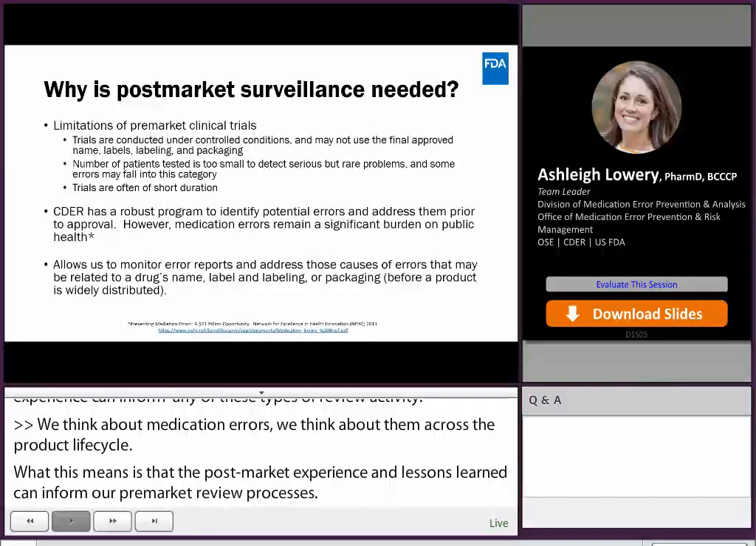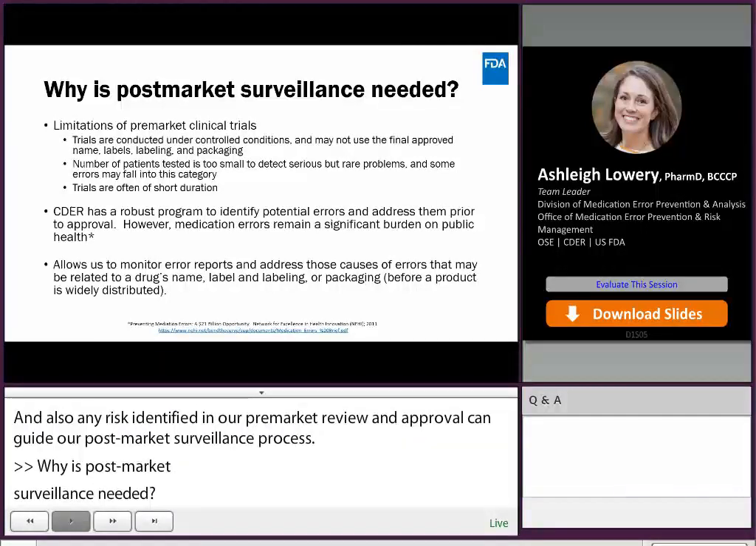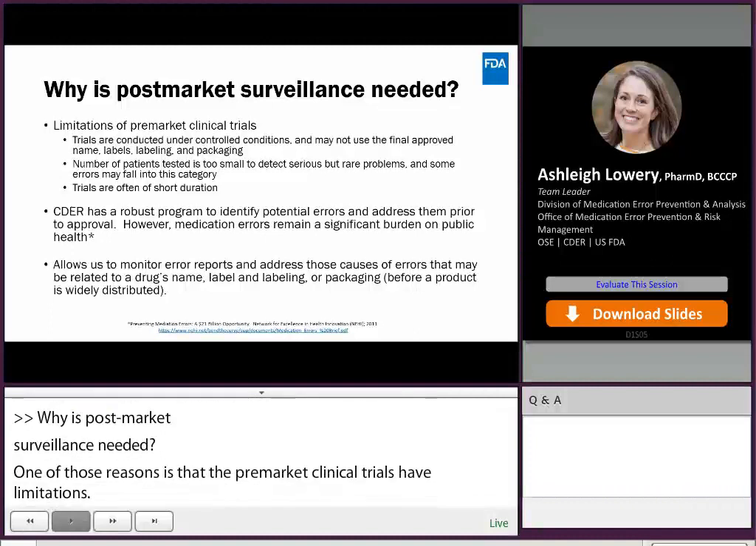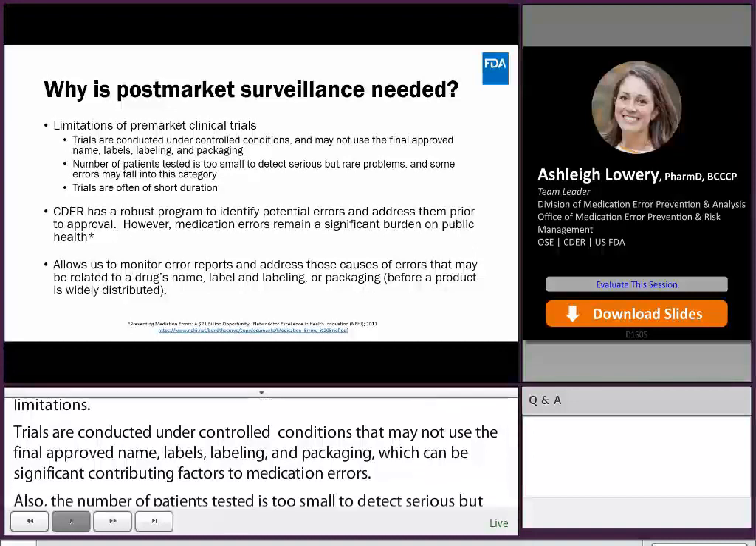Why is post-market surveillance needed? One of those reasons is that the pre-market clinical trials have limitations. Trials are conducted under controlled conditions that may not use the final approved name, labels, labeling, and packaging, which can be significant contributing factors to medication errors. Also, the number of patients tested is too small to detect serious but rare problems, and some errors may fall into this category of being serious but rare. Trials are often also of short duration.